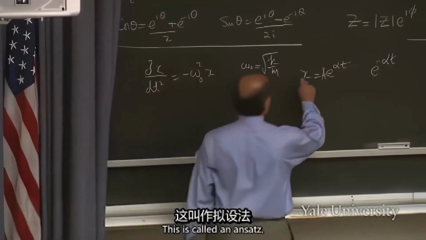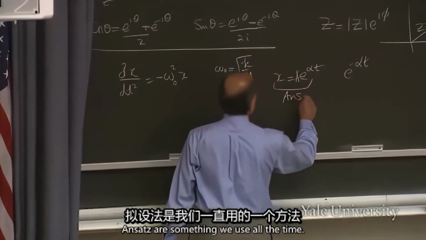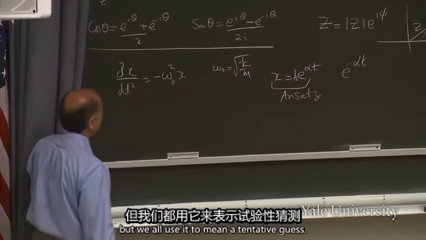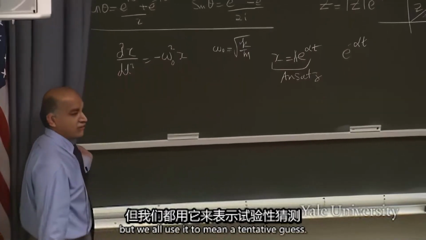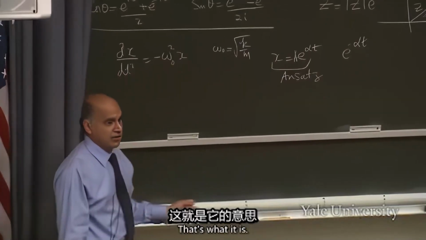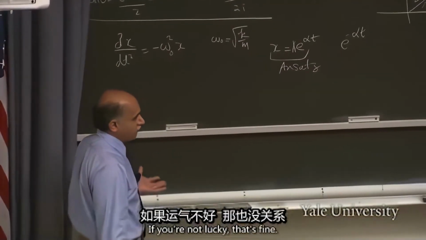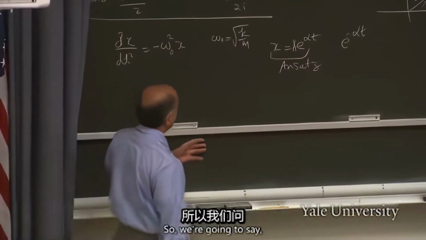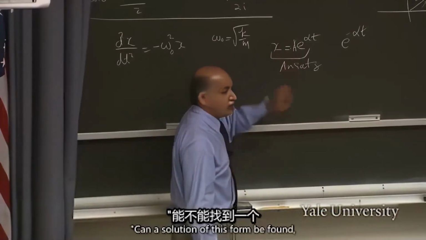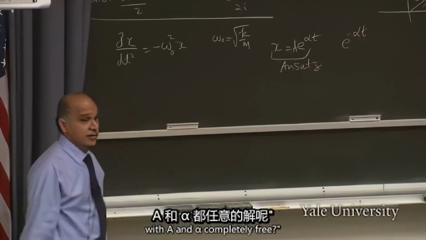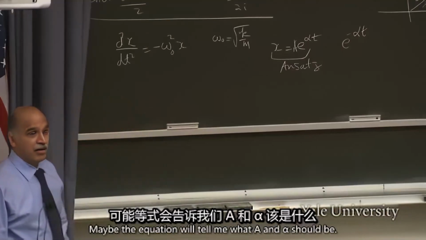This is called an Ansatz. Ansatz is something we use all the time. It's a German word. I'm not sure exactly what it means, but we all use it to mean a tentative guess. That's what it is. If you're lucky, it'll work. If you're not lucky, that's fine. You move on and try another solution. So we're going to say, can a solution of this form be found, with a and alpha completely free? Maybe the equation will tell me what a and alpha should be.